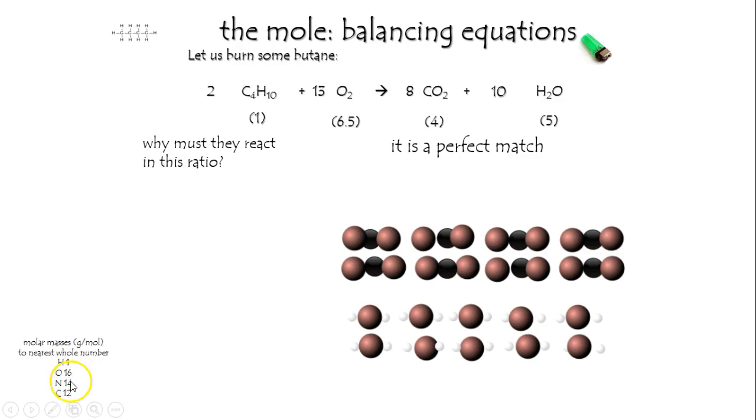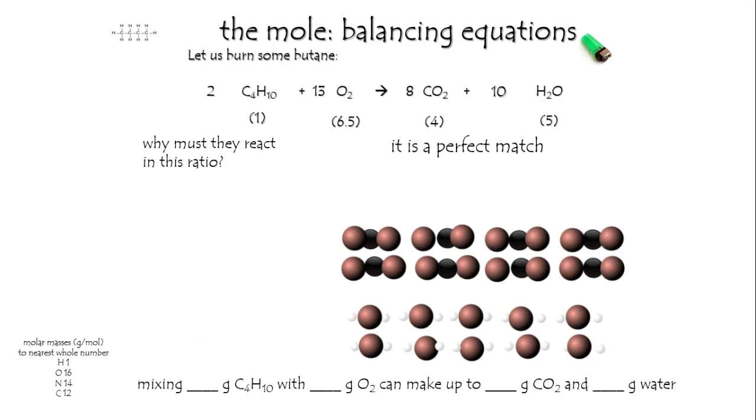And rounded to the nearest whole number for simplicity are the molar masses. You may recall oxygen is 16 times as massive as hydrogen, and here's some relative numbers for the rest. We can use these. Suppose we want to do this on a molar scale. No problem. Let's just take 2 moles of this stuff. What does it weigh? Each carbon weighs 12. That's 48. Each hydrogen weighs 1 gram per mole. I think we need 58 grams for 1 mole, but it's doubled, so we're going to take 116 grams of butane.